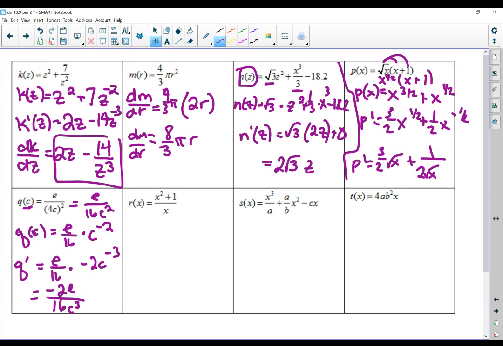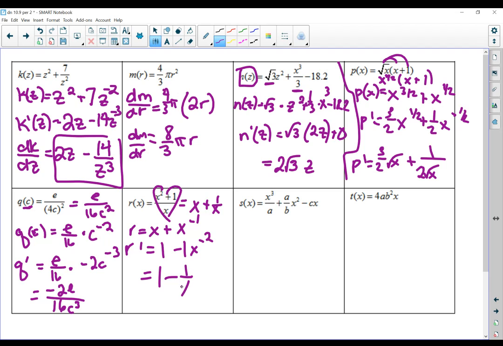Okay, for something like r, again, we have an x on top and bottom. It's kind of similar to p of x, except it's a fraction, which we have not learned how to deal with. So what I would do is break it apart. x squared over x is just x, plus 1 over x. Then I can rewrite this to be x plus x to the negative 1, and then take the derivative. So the derivative of x would be 1, and then I'm going to bring the negative 1 down and make that x to the negative 2. So I end up with 1 minus 1 over x squared.